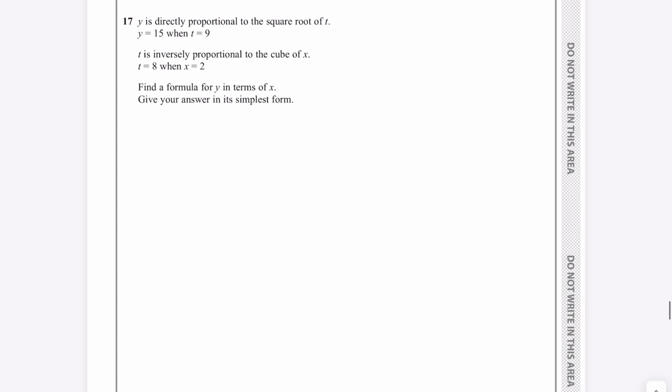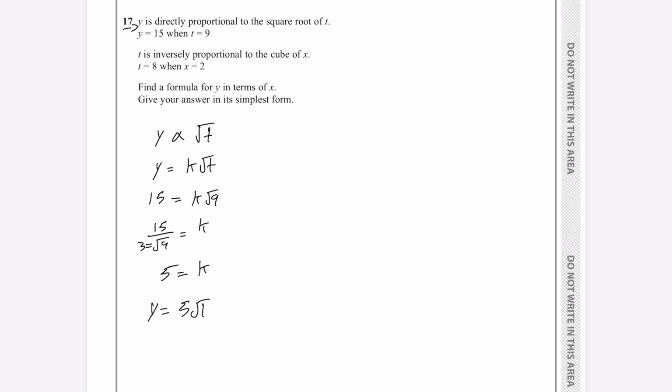So question 17, let's start off straight here. We have y is directly proportional to the square root of t, so we can say y is equal to k root t. We are told that y is 15 when t is 9, so we can say 15 over root 9 is equal to k. We know root 9 is equal to 3, so we have 15 over 3, which makes 5 is equal to k. So we can rewrite that as y is equal to 5 root t.